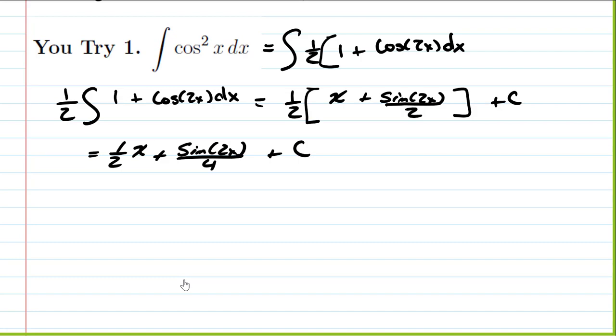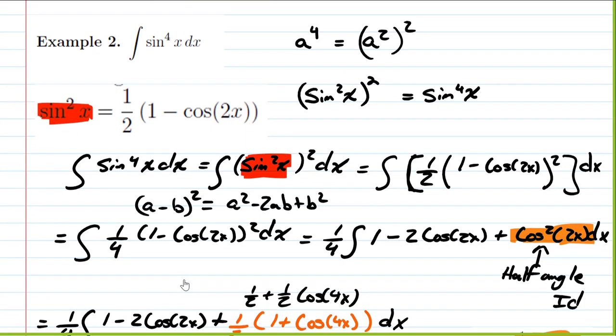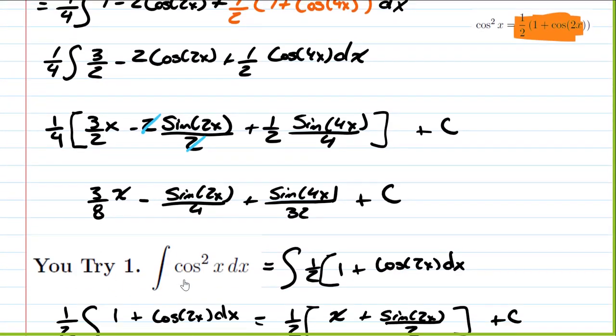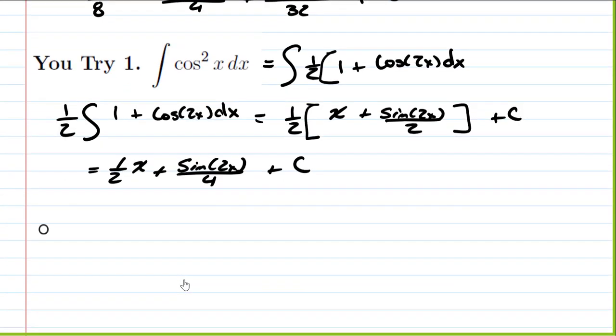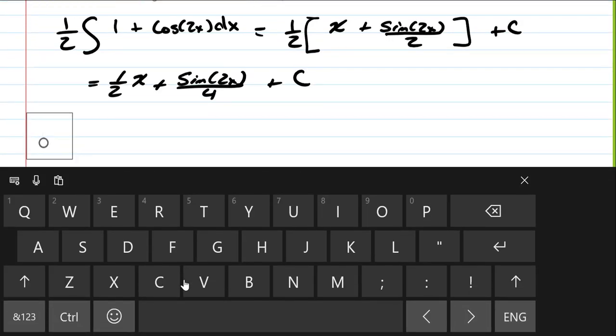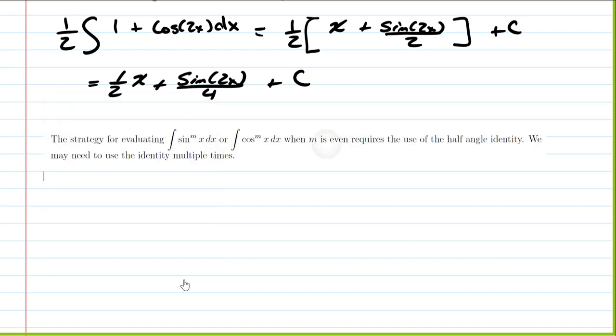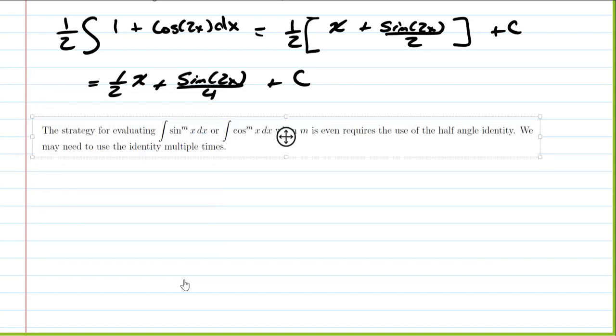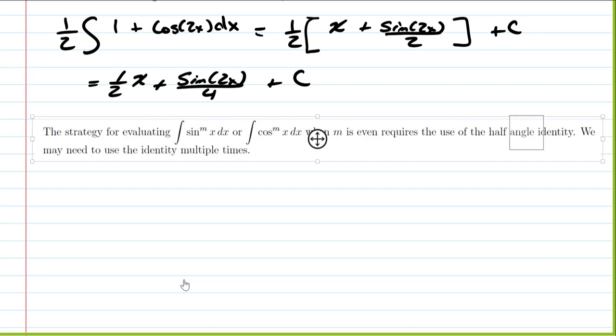So in each of these last two integrals that we did, you may have noticed we started out with an even exponent on only sine or an even exponent on only cosine. It turns out that that is a pattern. The strategy for integrating even powers of sine or cosine requires us to use the half-angle identity. And we may need to use the identity multiple times, like what happened in the example that I did earlier.